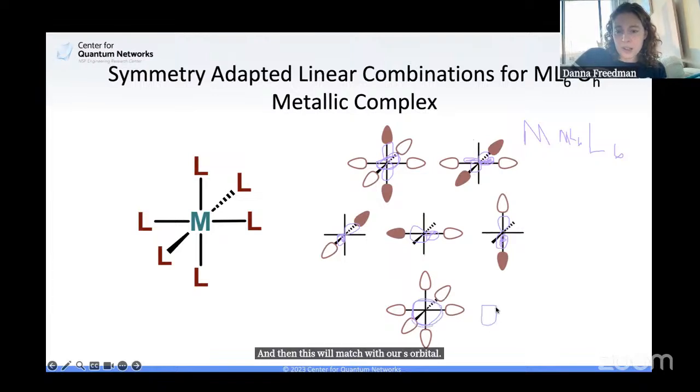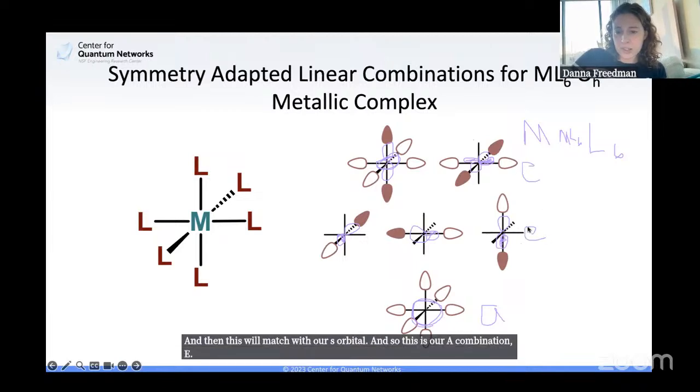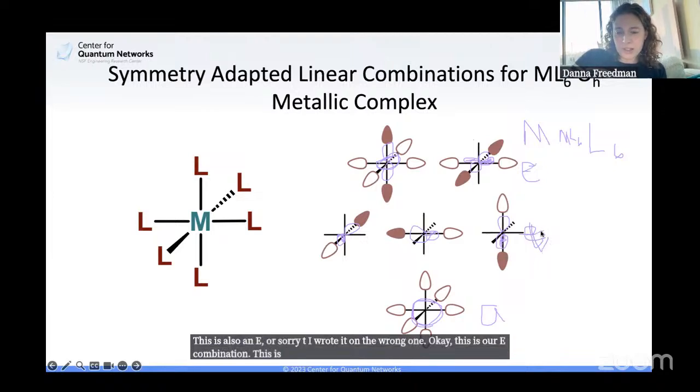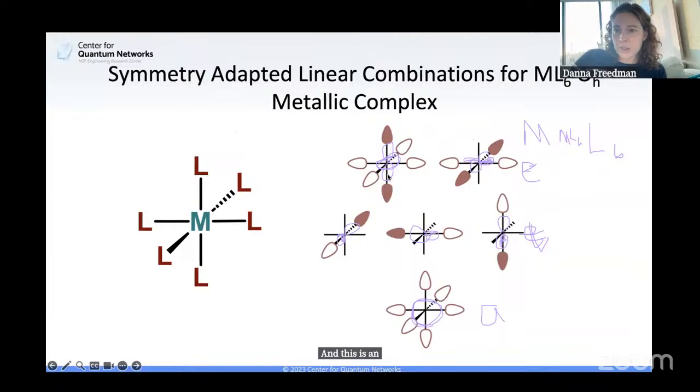And so this is our A combination, E, this is also an E, or sorry, T. I wrote it on the wrong one. Okay, this is our E combination, this is a T combination, and this is an A combination for those of you that are having fun with that.